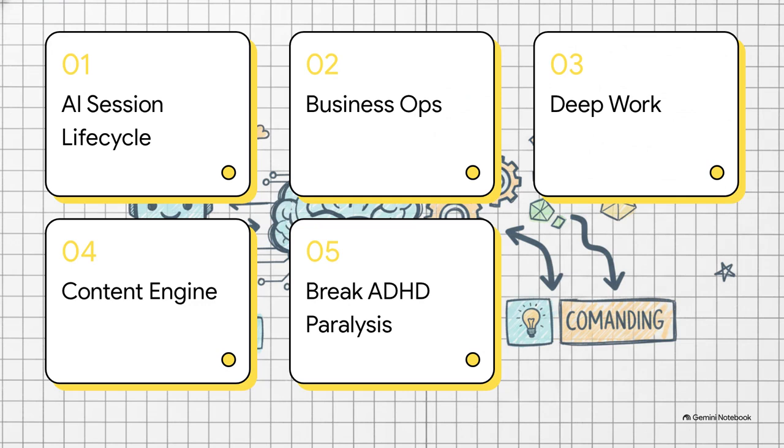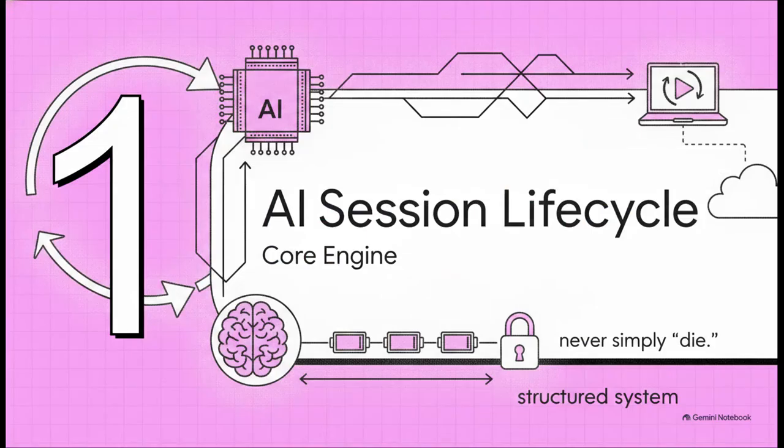First, we'll cover the AI session lifecycle. Then we'll dive into some specific work cases: business ops, deep work, and the content engine. And finally, we'll talk about breaking through ADHD paralysis. Starting us off with Section 1, the AI session lifecycle.